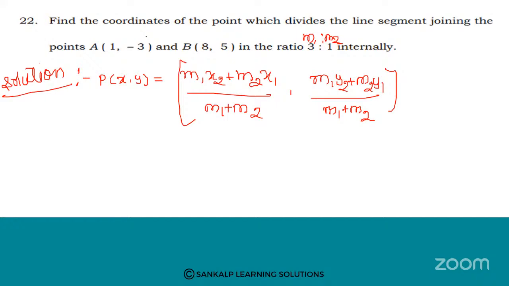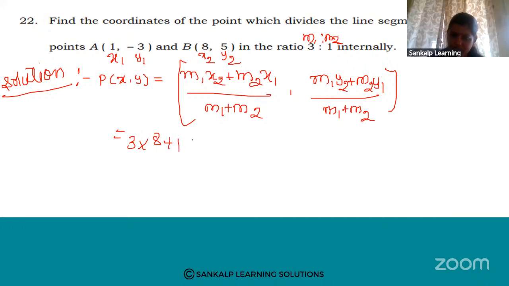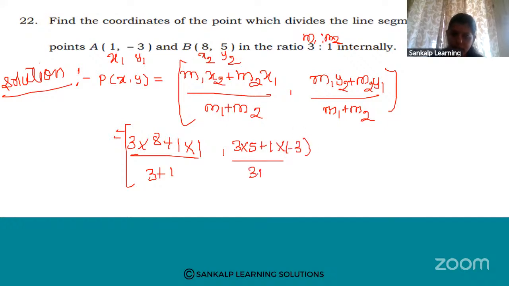Now substitute the values of m1, m2 and x1, y1. So this is x1, y1 and this is x2, y2, right? And this is m1 is to m2. So m1 value is 3. 3 into x2, that is 8, plus m2 value is 1 into x1, x2 value is 8, x1 value is 1, divided by m1 value is 3, 3 plus 1. m1 value is 3, y2 value is 5, plus m2 value is 1 into y1 value is minus 3, right? Divided by 3 plus 1.